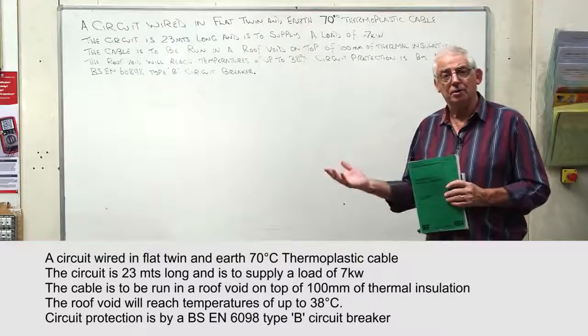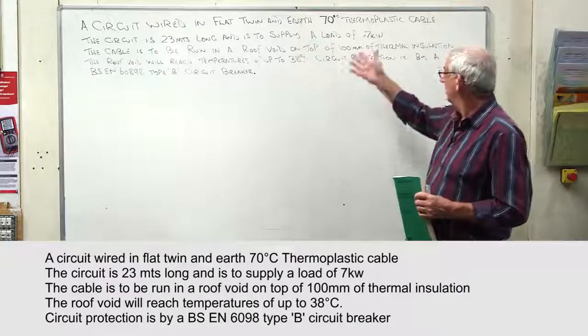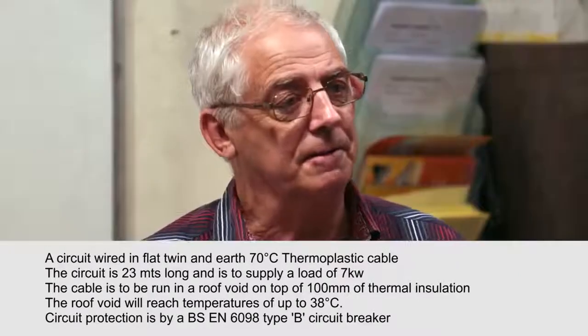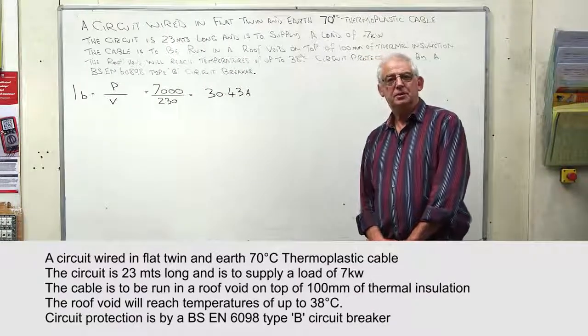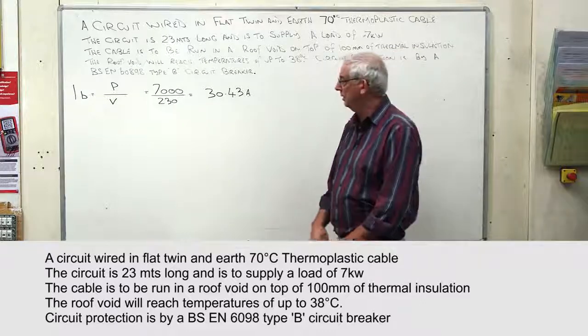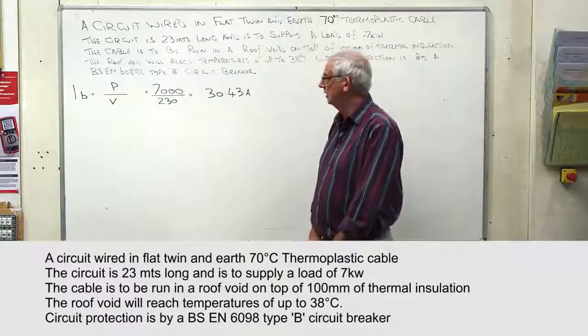So if we start right at the very beginning, the first thing we need to do is find out what sort of current a 7 kilowatt load is going to take. So, a very simple calculation. The very first step is to calculate the design current. And for design current, we use the symbol IB. That stands for design current.